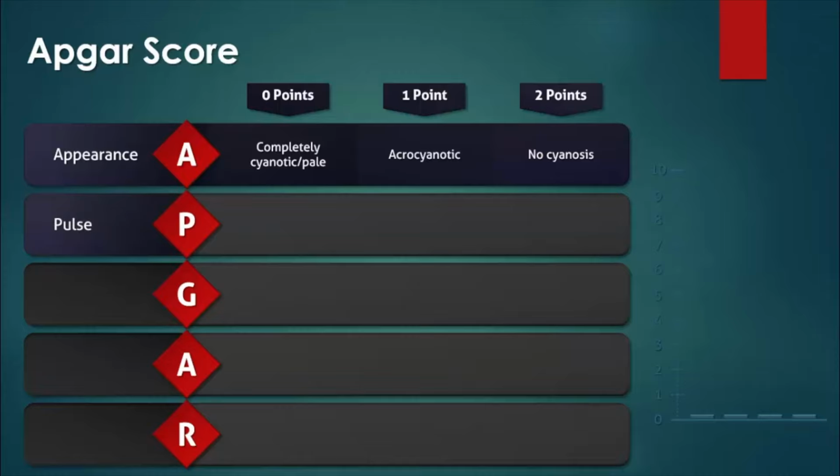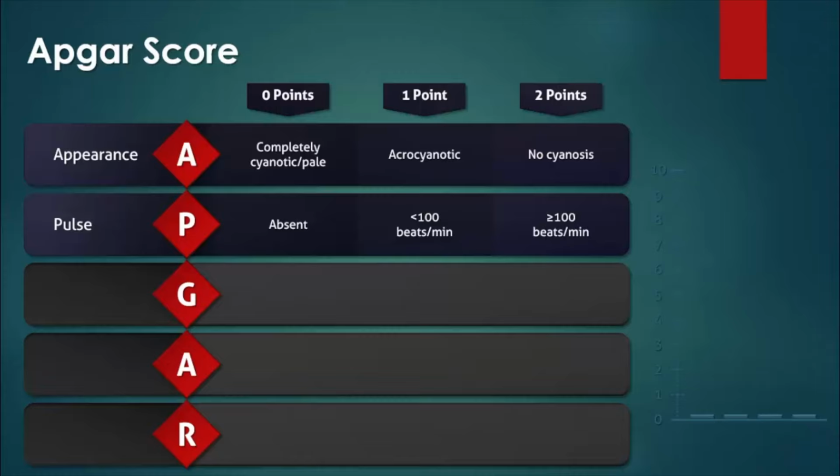P stands for pulse. The heart rate may be measured by auscultating the heart at the apex or by palpating the pulse at the umbilical cord. 0 points are given if a heartbeat is absent. 1 point is given if the heart rate is below 100 beats per minute.